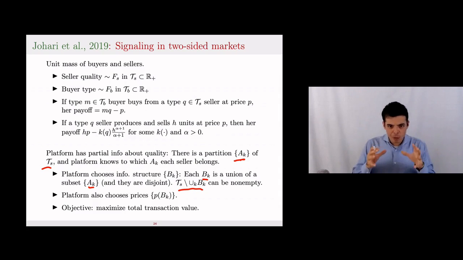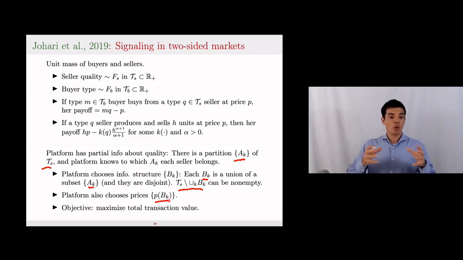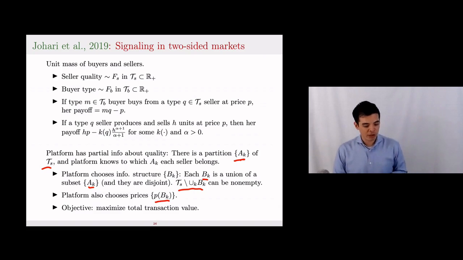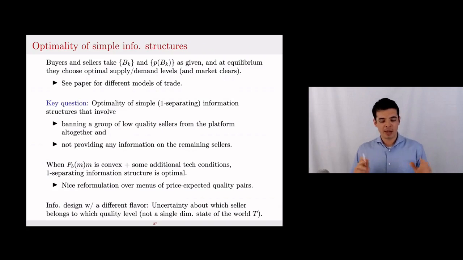The platform chooses this information structure as well as the prices for each of these quality levels B_K, and the objective of the platform is to maximize the total transaction value. I did not describe to you how the buyers and sellers decide who to trade with, and the paper considers different models of trade. I'm not going to go into the details of this, but here is basically a model that they focus on. The buyers and sellers take the sets and the prices as given, and at equilibrium they choose optimal supply and demand levels, and the market clears. So a solution concept similar to, let's say, a competitive equilibrium concept.